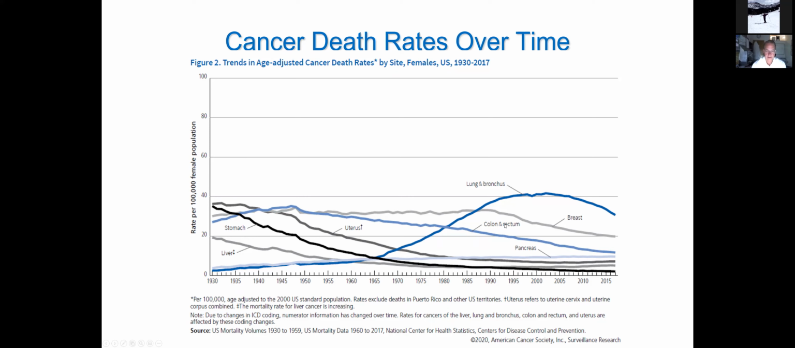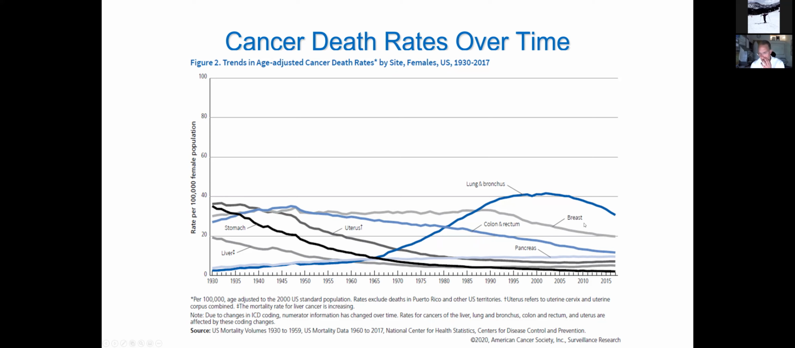So there's something about the way we live and our diets, where someone from Japan, for instance, within one generation will switch from a stomach cancer pattern to a colorectal cancer pattern. But here you can see these overall trends.